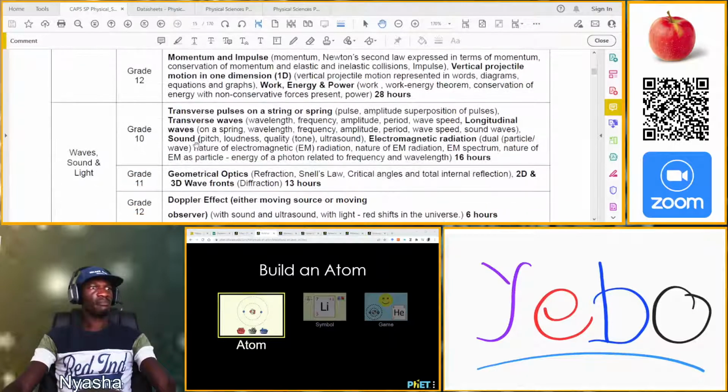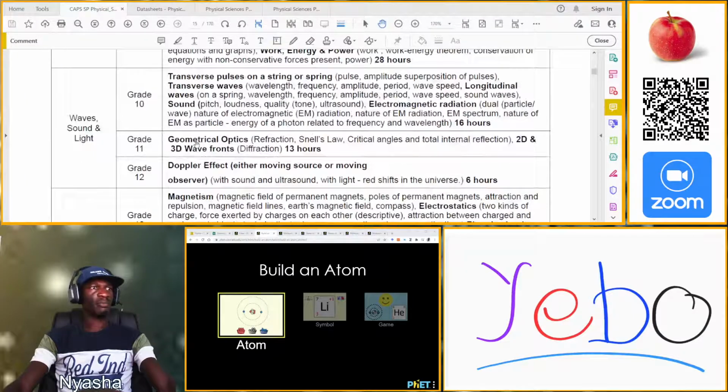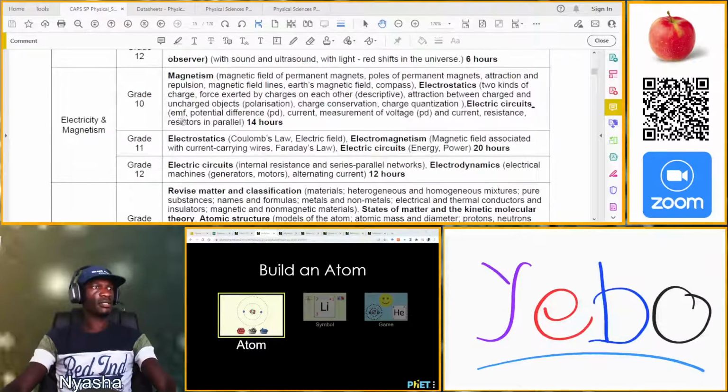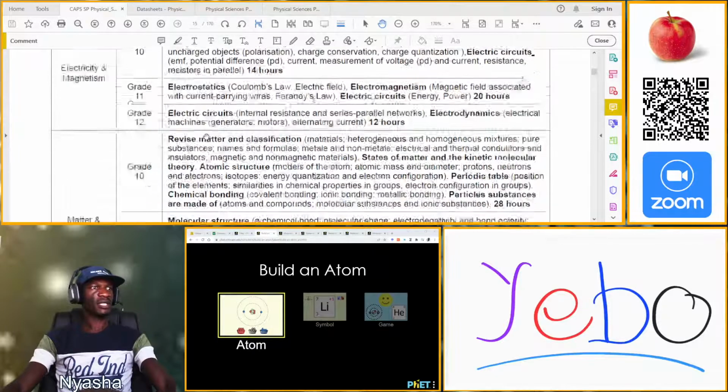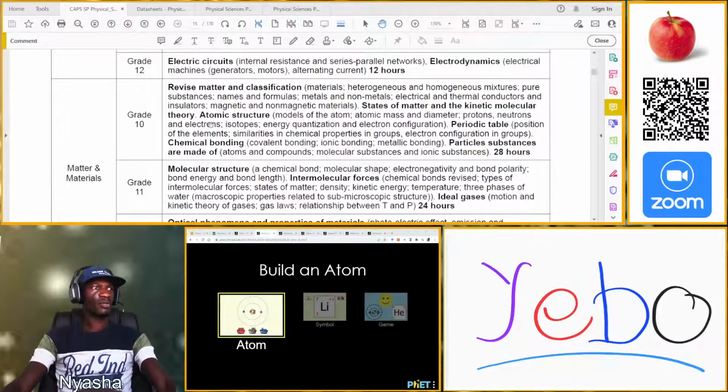Obviously, we are different in our approach. We've got someone specifically for physics, so I will be focusing on your chemistry. When you look at your chemistry, you're starting from, let's say, after electricity and magnetism. When we start talking about matter and materials, that's when your chemistry pops in.